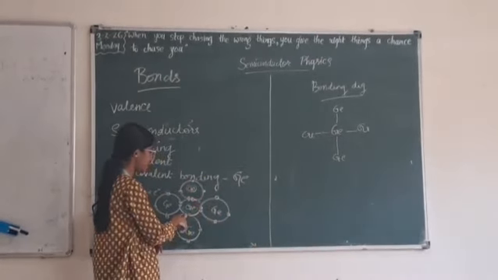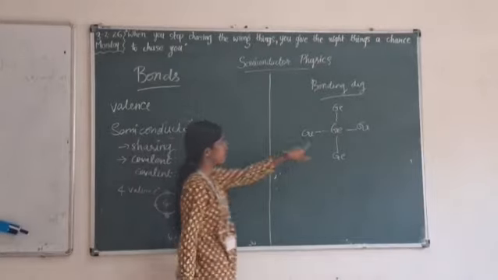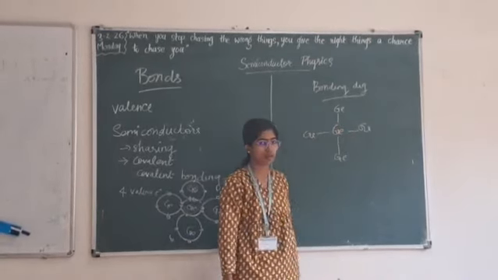This is the bonding diagram. Central atom is having 8 electrons: 1, 2, 3, 4, 5, 6, 7. This is the bonding diagram.